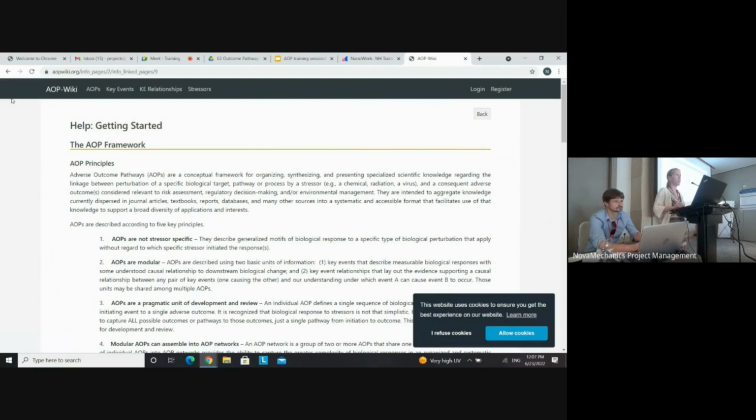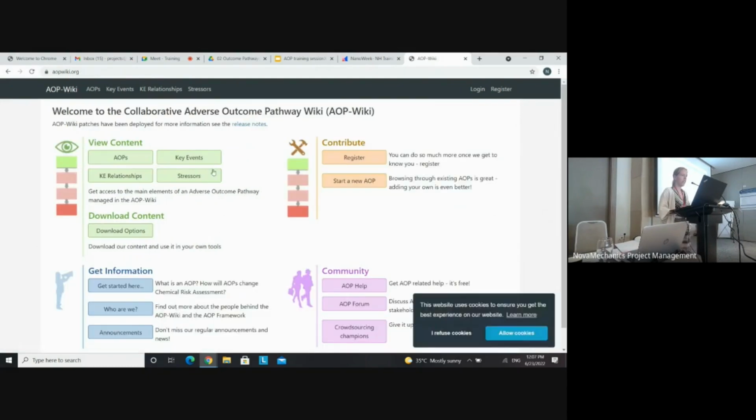Does anybody have any questions? So when you're starting your AOP, you need to submit it to OECD? Yeah, this is the next step. And you said that it is open to the community. So if anyone wants to add something, or no, mine is closed.